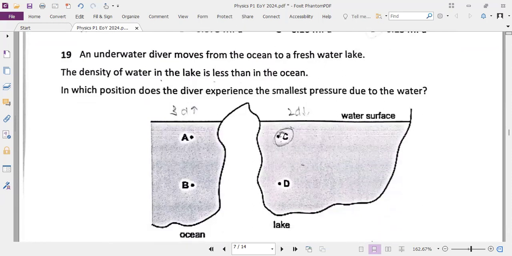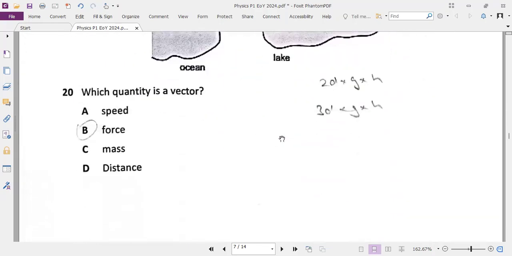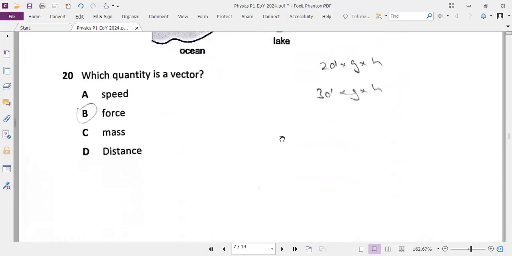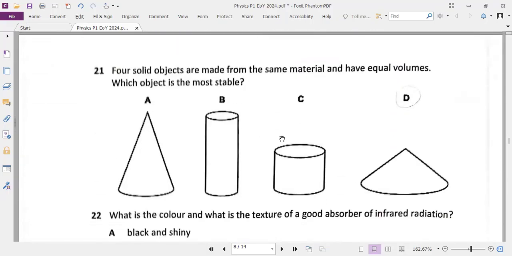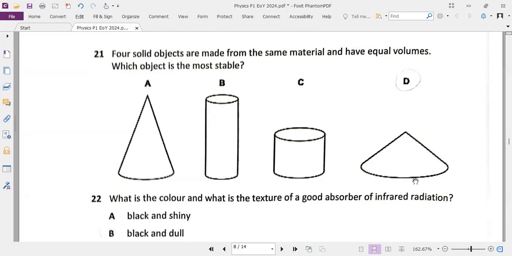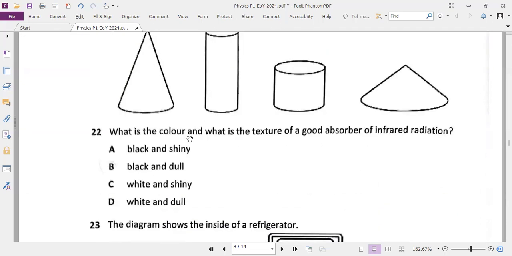And this one, smallest pressure will be at sea, and it is because the ocean and the lake have different densities. The density of the water in the lake is less dense, so the pressure will be less in the lake. Vector quantity is force. 21, which one is more stable? Very obvious. This one having the more base area in contact will be more stable. Question 22, the black and dull will be the good absorbers of IR.